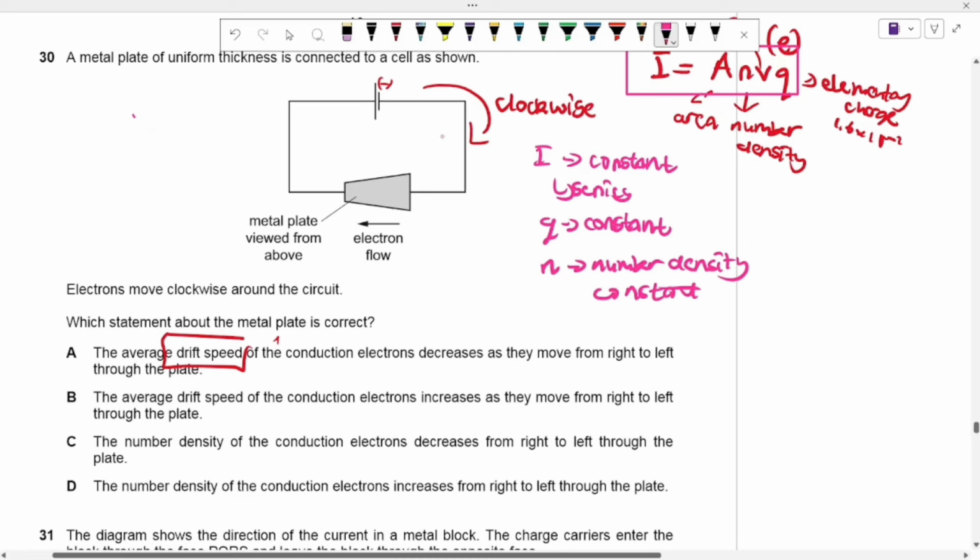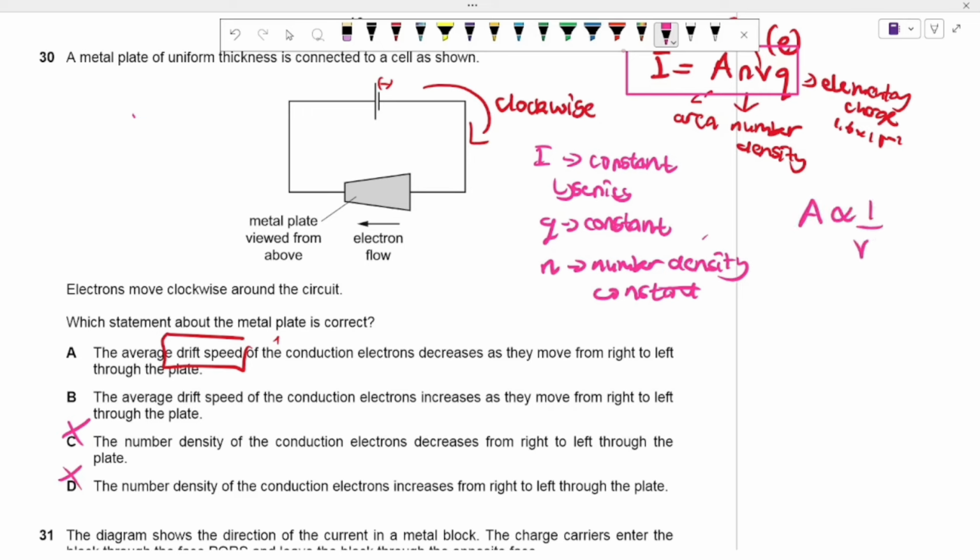So in the same case, the number density measures the number of conduction electrons per unit volume, and that will never change, right? So it means that the number density is going to be neutral, and so it means that C and D are going to be wrong in this regard. So we're going to have a relationship between A and V, and from this relationship, we can see that A will be inversely proportional to V.